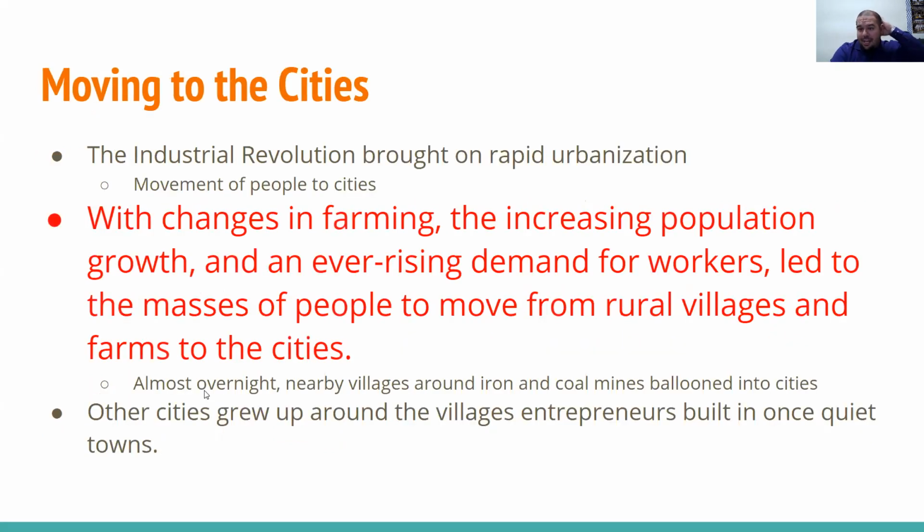So moving to the cities. We've kind of discussed this, and I wouldn't say at length, but we've mentioned this a time or two, that the agricultural revolution, the enclosure movement pushed these poor peasants out of their villages and into these bigger cities that were popping up all across England. And so the Industrial Revolution brought on rapid urbanization. Urbanization means the movement of people to cities.